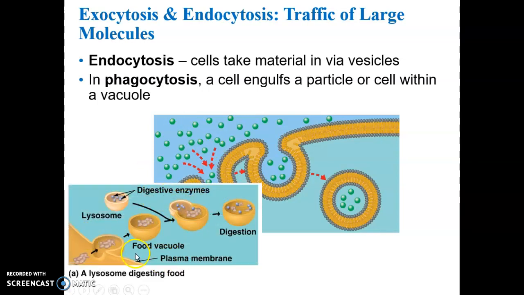So when we looked at this before, here's a food item that's getting moved into the cell. The plasma membrane invaginates, forming a food vacuole. The food vacuole will fuse with a lysosome with digestive enzymes, breaking down that molecule via chemical digestion, and then the smaller molecules are released inside the cell for things like cellular respiration.